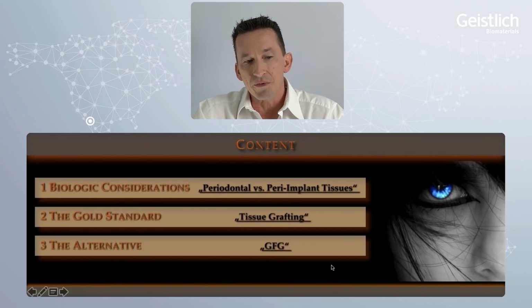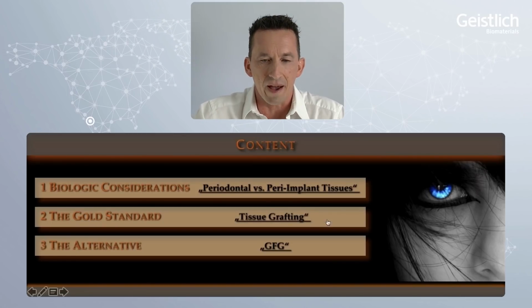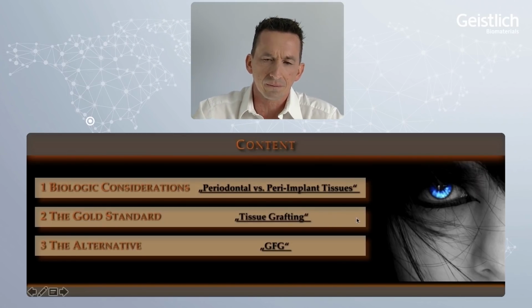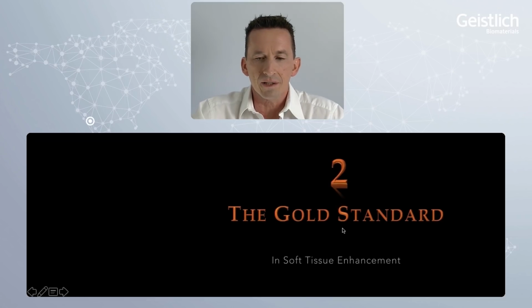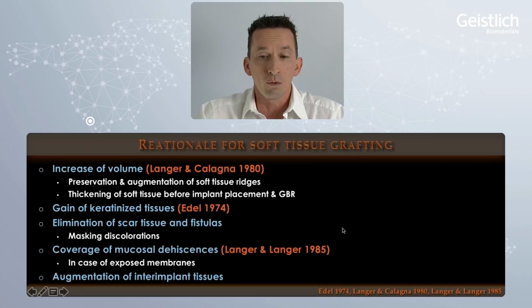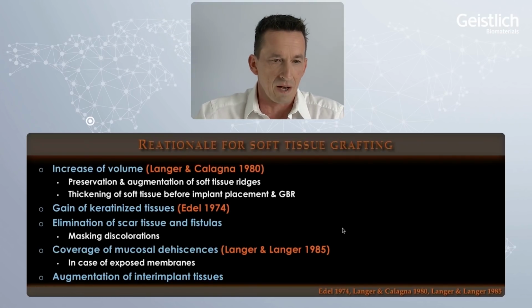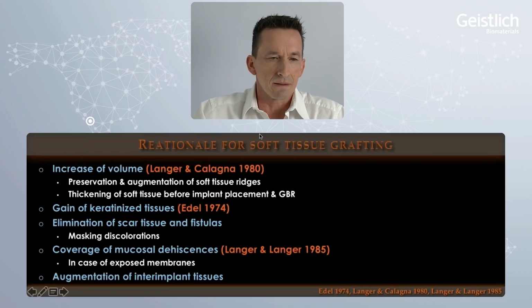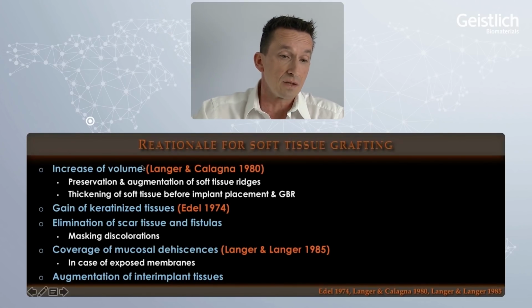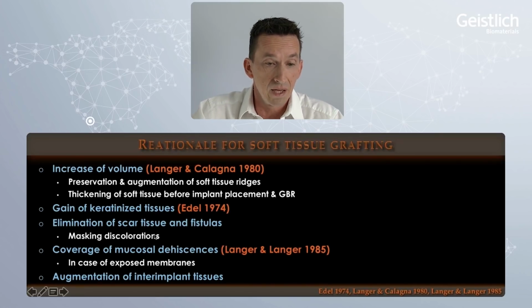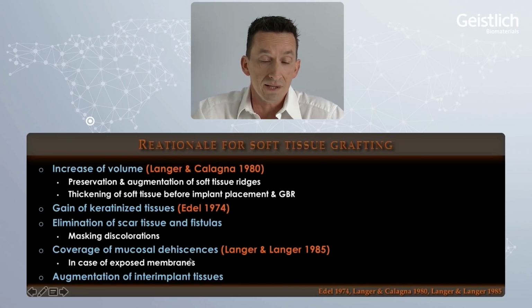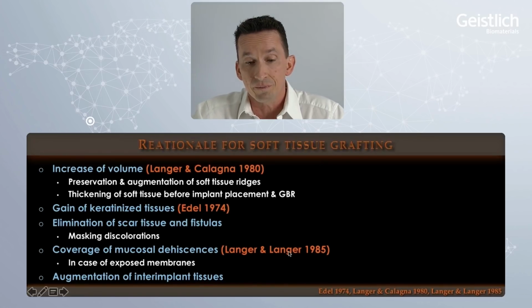So now let's talk about the golden standard, the tissue grafting. The gold standard in soft tissue grafting at the moment is the connective tissue graft. Why do we need this connective tissue graft? We need it to increase volume, to gain keratinized tissue, to eliminate scars, to cover mucosal dehiscencies, and to augment interproximal tissues.